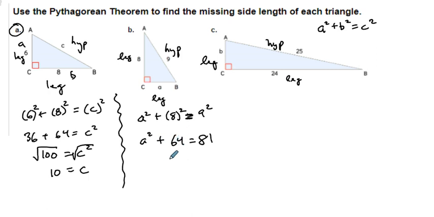So this 64 has got to go, right? So we're going to move the 64 over to the other side. You're going to get 17, and you get A squared over here. And then the last step is to take the square root of both sides, and you will find with many of these that these do not give you nice, clean answers, all right?